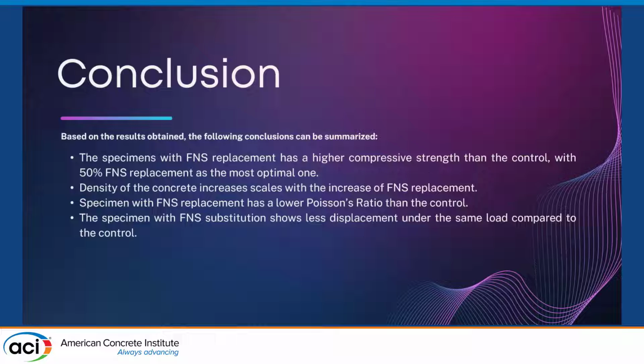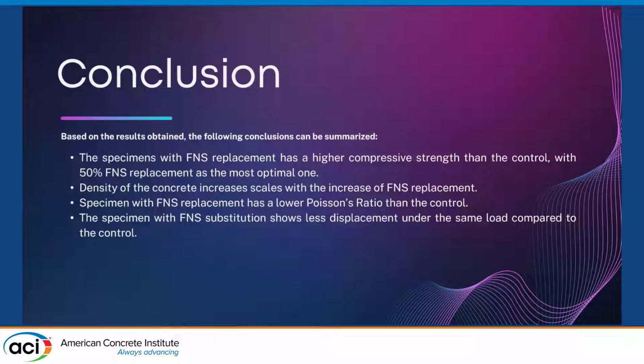The third point of the conclusion is that the specimen with FNS replacement has a lower Poisson ratio than the control, or the 0 FNS one. This means that the specimen that has FNS replacement has more resistance to cracking and also to fracturing.